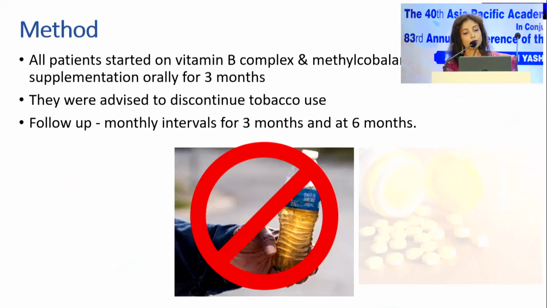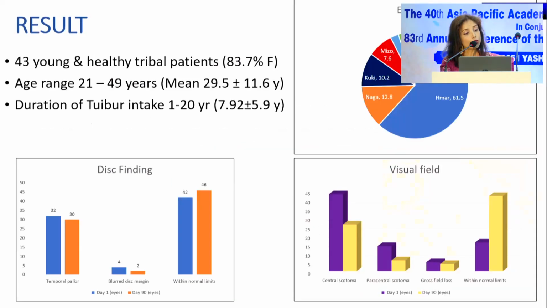All the patients were started on vitamin B complex along with methylcobalamin, and they were advised to discontinue tobacco use. Out of the 43 patients, 83% were female. Mean age was 29 years. Tuibur intake was a mean of 7 years.